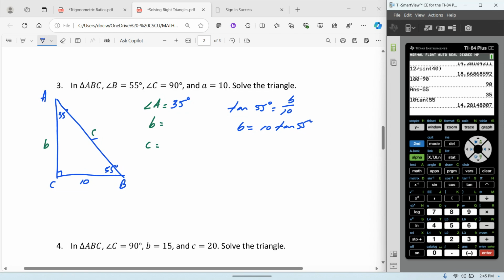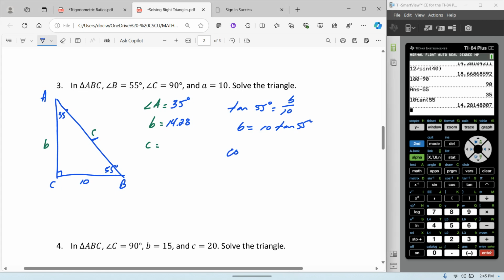Also notice I don't always close the parenthesis on the calculator. That's not necessary either. So side B is 14.28.